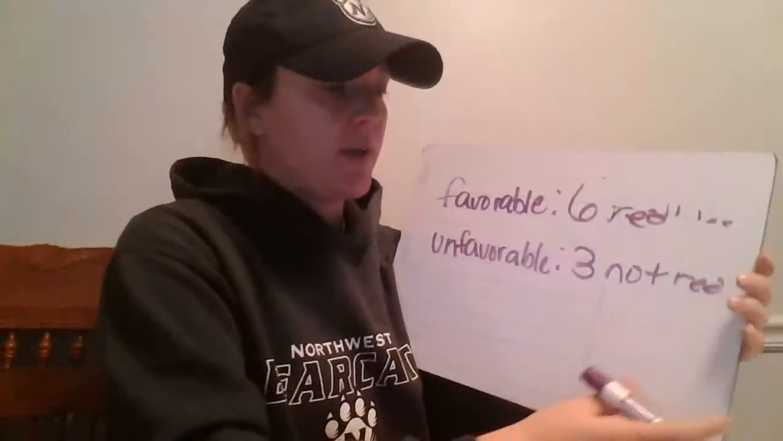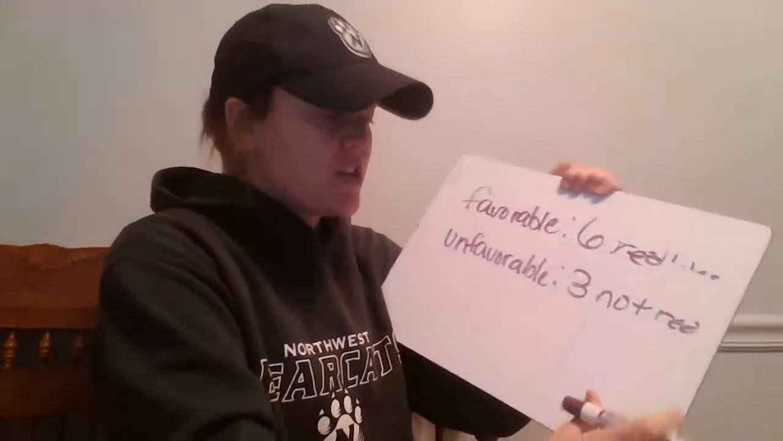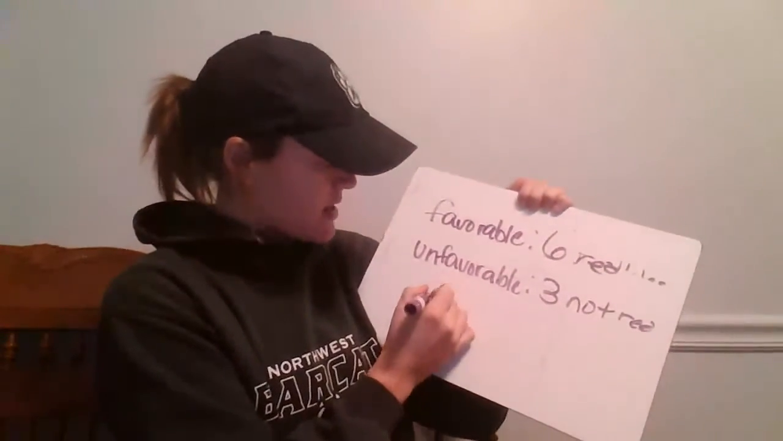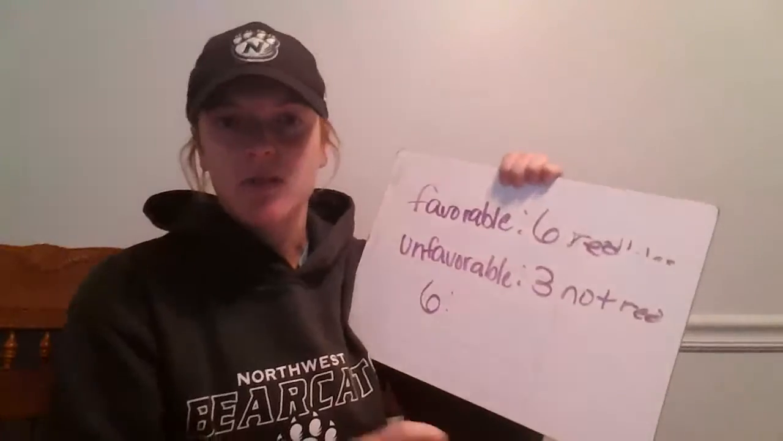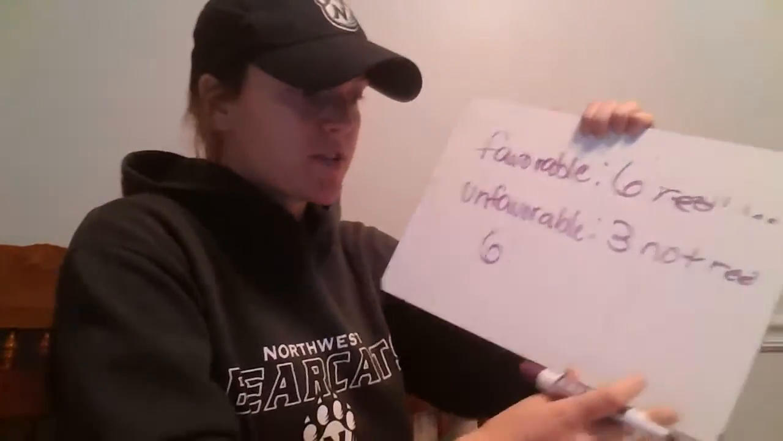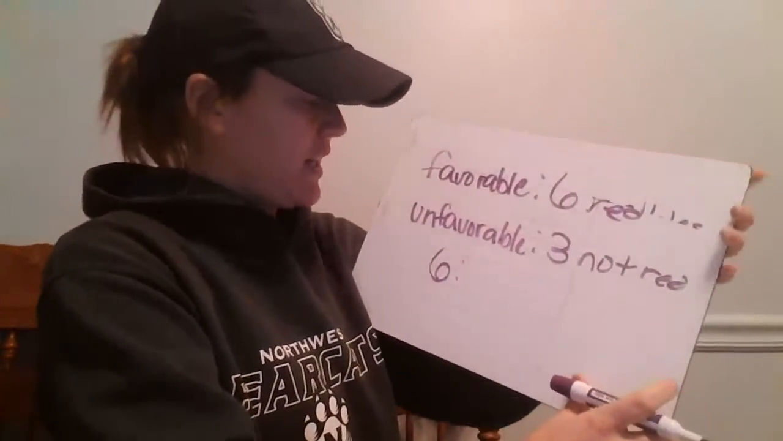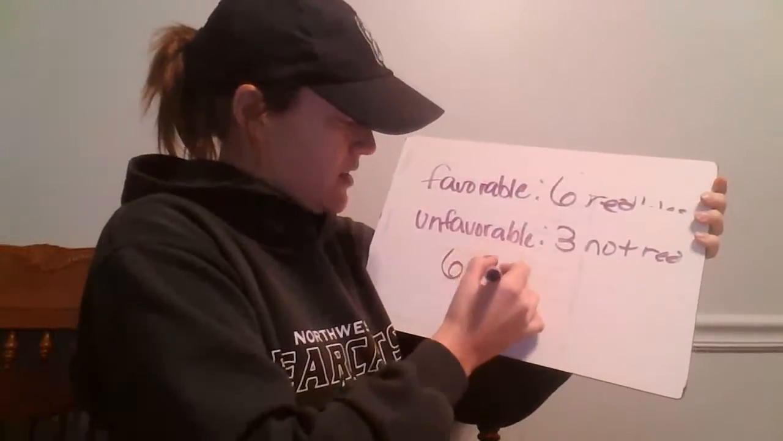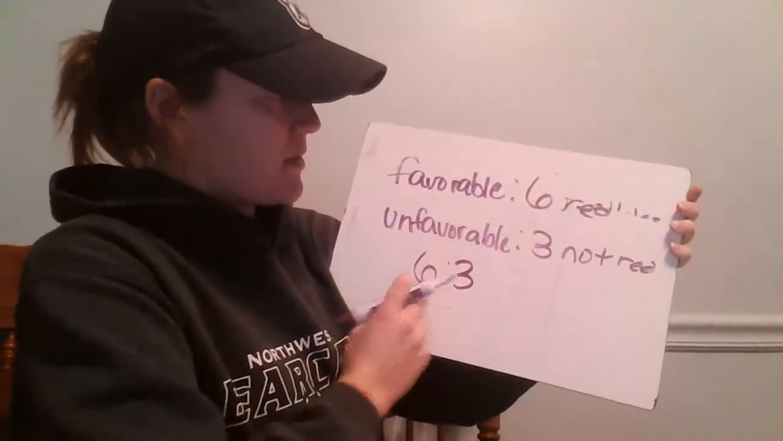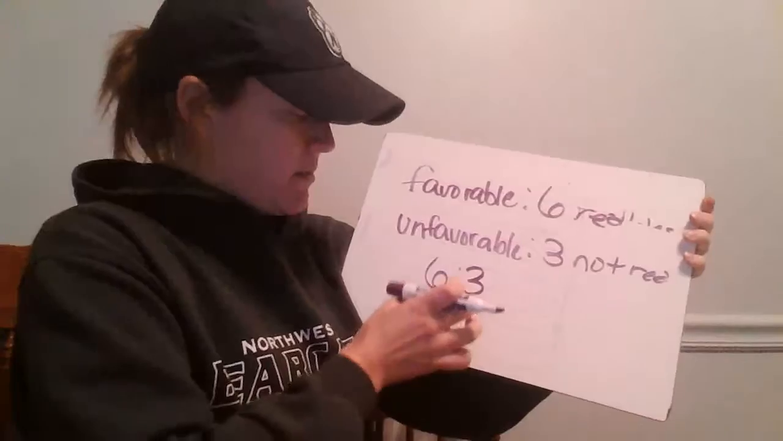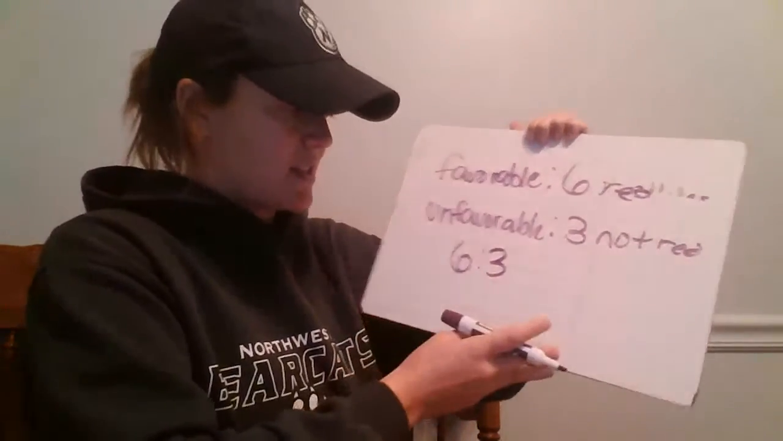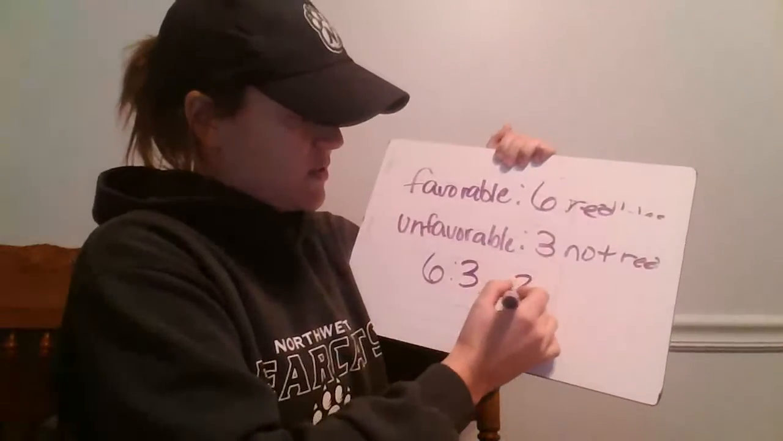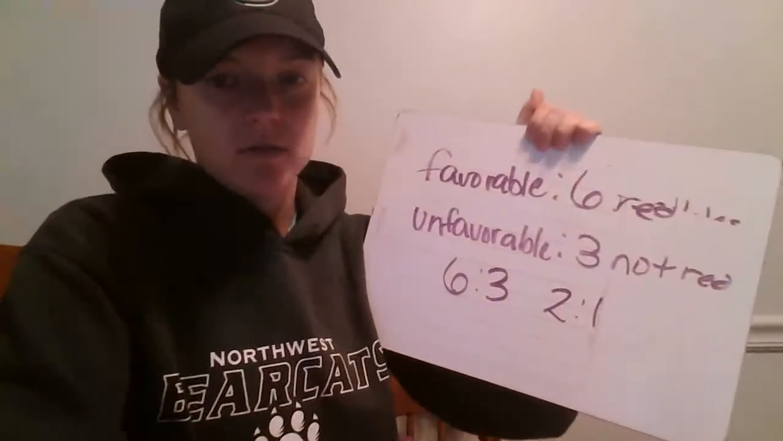Okay, so to put that in a ratio, remember our ratio asks for, if I say I want favorable to unfavorable, I need to put my favorable one first. So the odds of getting one are 6 to 3, because 6 red marbles to the 3 not red, but we can reduce that even more because 3 goes into 6, so it's going to be 2 to 1.